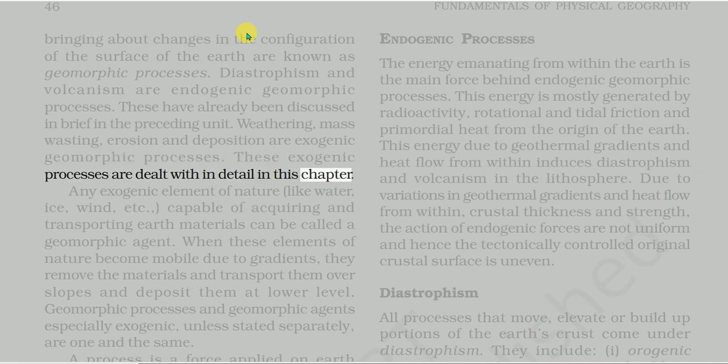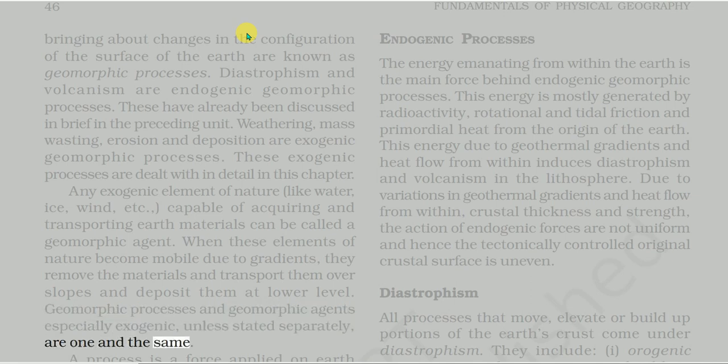Any exogenic element of nature, like water, ice, wind, etc., capable of acquiring and transporting Earth materials can be called a geomorphic agent. When these elements of nature become mobile due to gradients, they remove the materials and transport them over slopes and deposit them at lower level. Geomorphic processes and geomorphic agents, especially exogenic, unless stated separately, are one and the same.